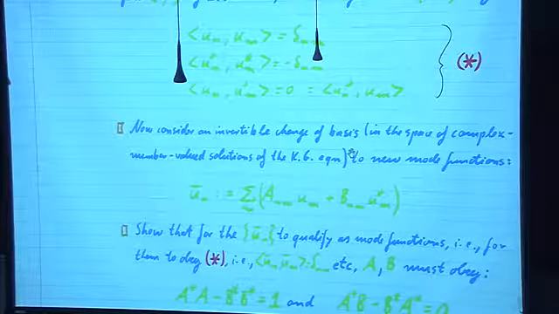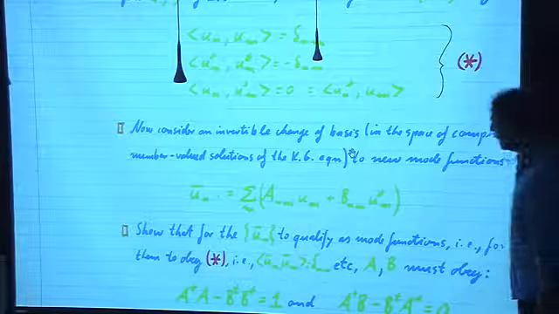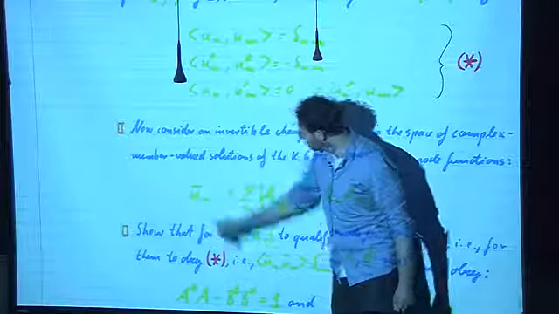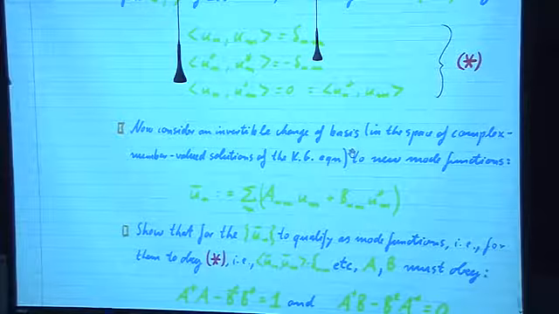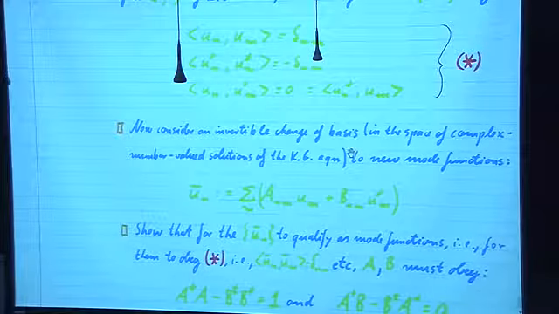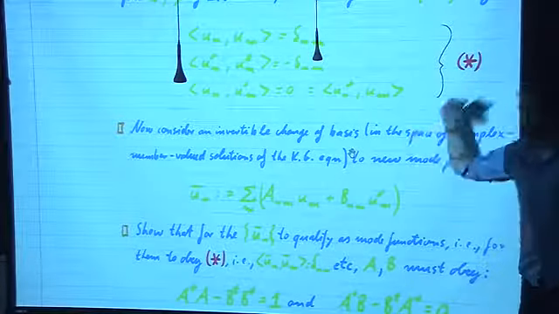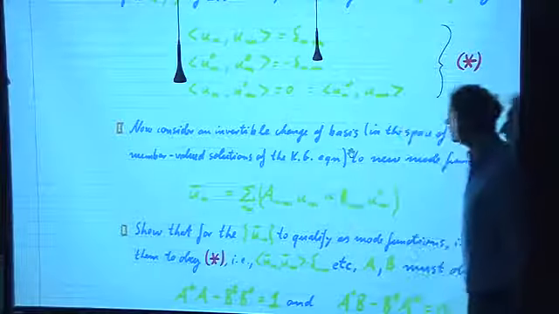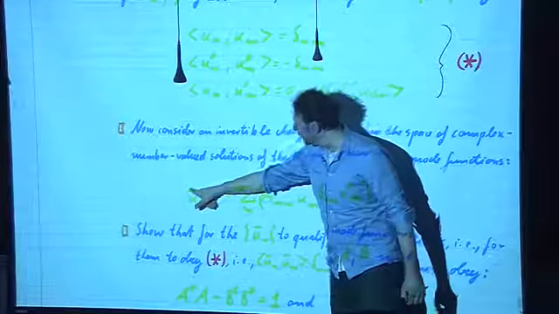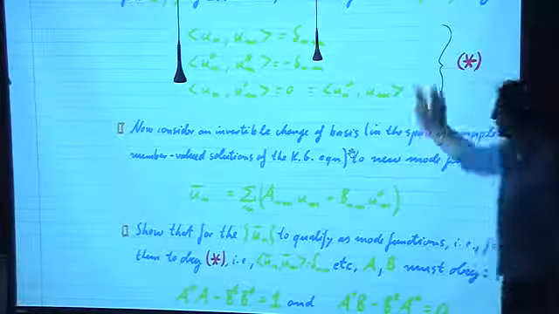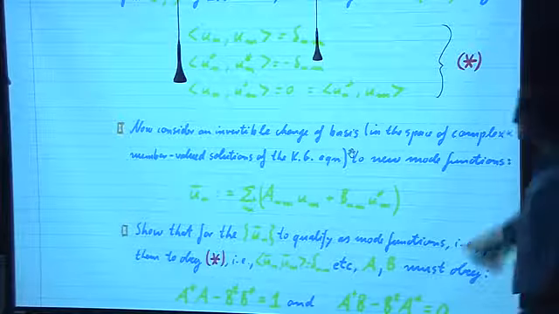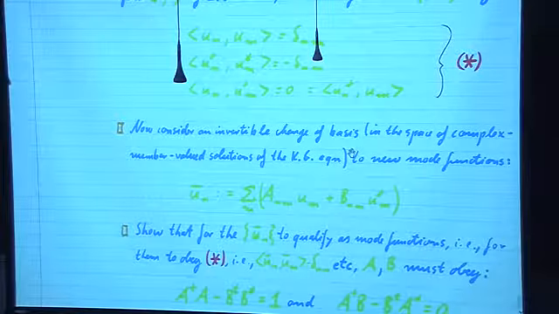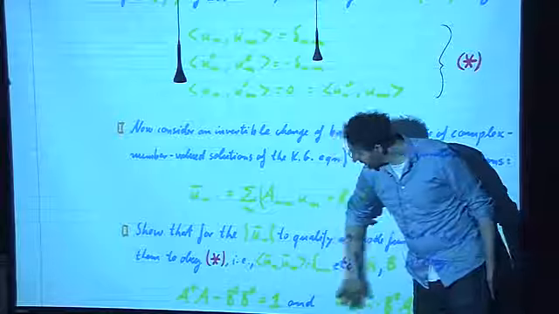So now your exercise is to show that for the newly linearly combined complex solutions to qualify as mode functions, which is to say, for them to obey the Wronskian condition, which is to say that they obey these conditions. So for the new basis of mode functions to obey those conditions, which boil down to the Wronskian condition, those linear transformations cannot be completely arbitrary, but instead those two matrices have to obey those two conditions here.